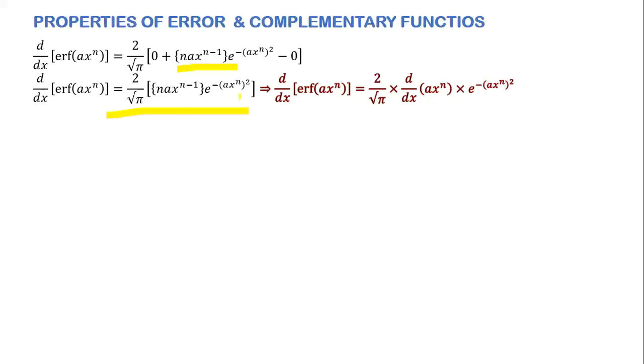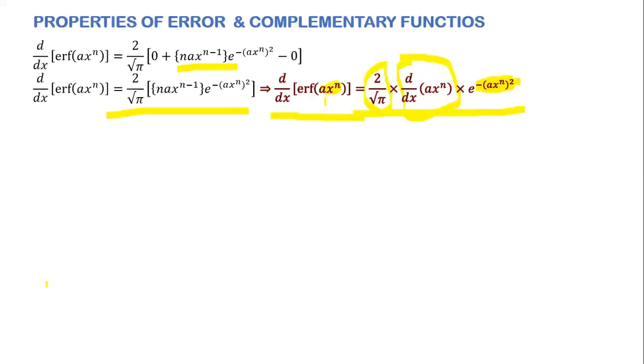But to remember this formula, you can remember it this way. In general, the derivative of error function of ax raised to n is equal to 2 by root pi, the first factor, multiplied by the derivative of the bracket term. The bracket term is ax raised to n, so take its derivative, and multiply by e raised to minus that bracket term whole square. Remember this formula in this fashion. There are totally 3 terms: 2 by root pi, the derivative of the bracket term, and e raised to minus u square, where u equals the bracket value.